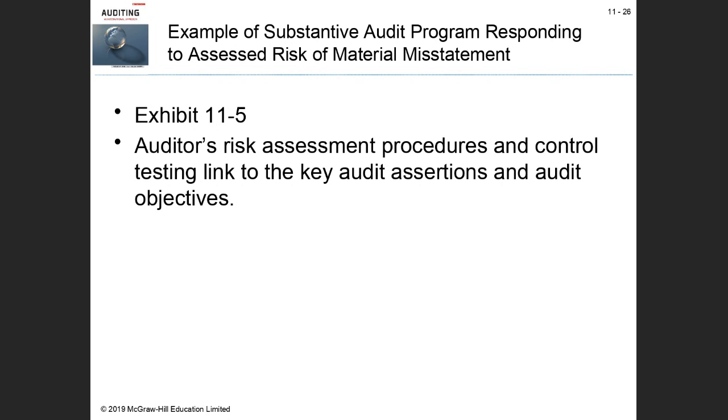And so it takes a long time to assess the internal control system, and then even to do the linking, it takes a long time because you're using your professional judgment to decide which procedures you're actually going to do.